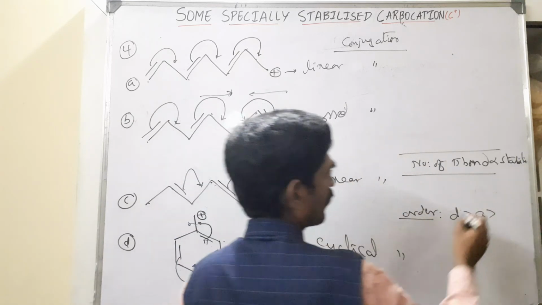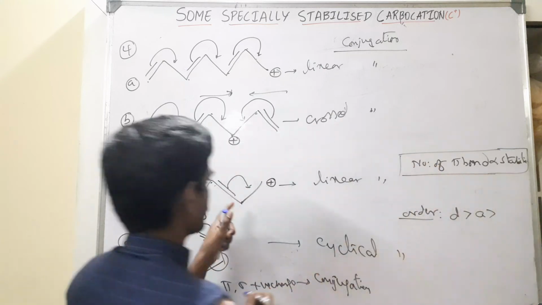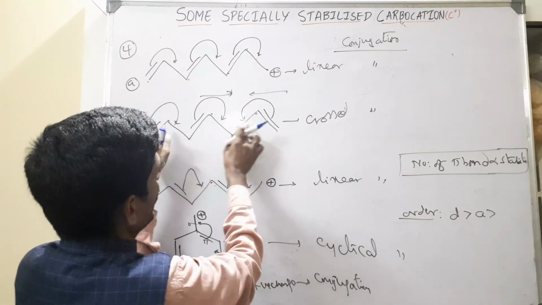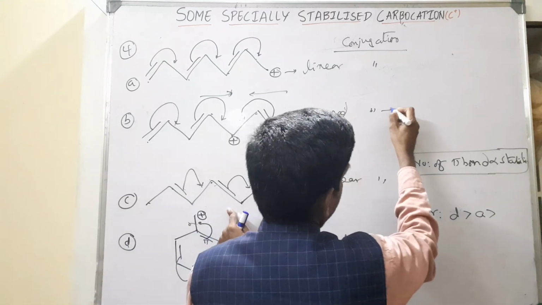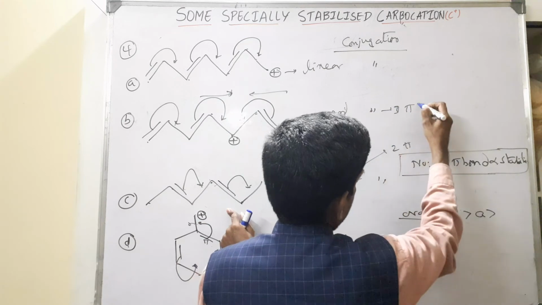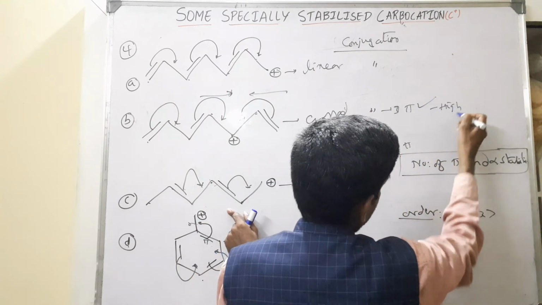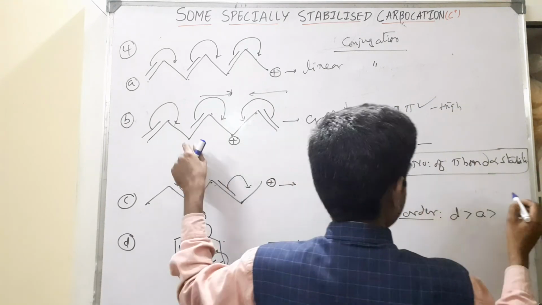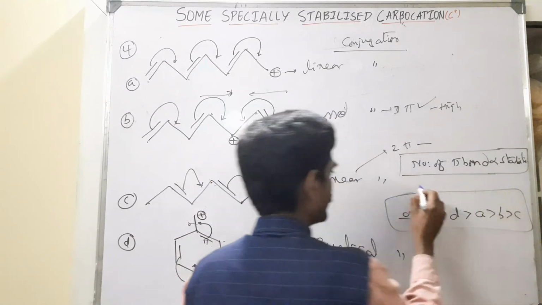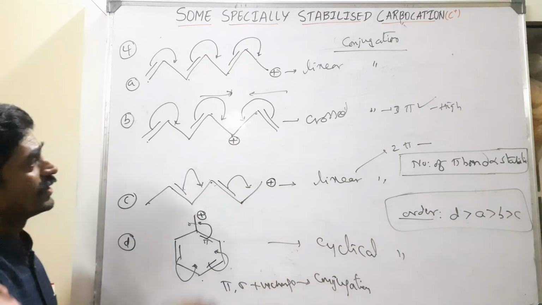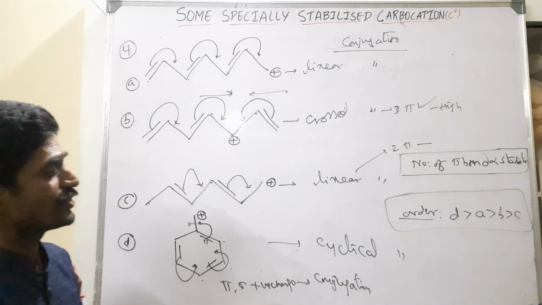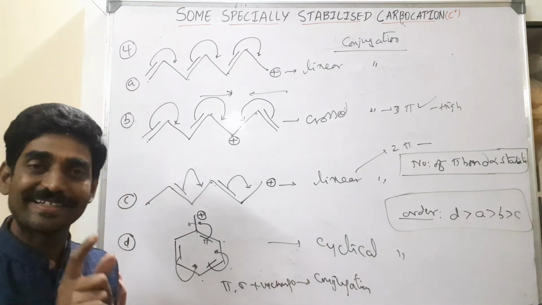Here the number of pi bonds in this case is less, so that's why it is less stable. Here 3 pi bonds are there and here 2 pi bonds are there. So that's why it is highly stable than this. Next B, next C. Got it? So this is the order of stability of these different carbocations. We can explain it under linear conjugation, cross conjugation and cyclical conjugation. Is it clear? Got it?